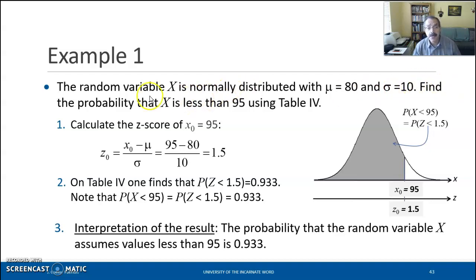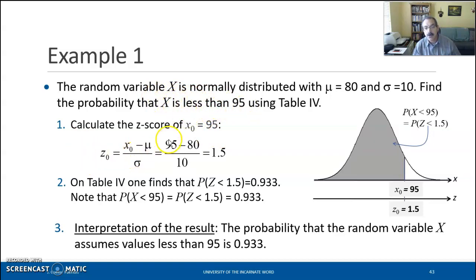In this particular case, we want to find the probability that the random variable is less than 95, and we are going to use table 4. Now remember, table 4 is giving us the probabilities from the standard normal distribution. That means we need z values to find the corresponding probabilities. So the first step in this type of problems is to transform the x value, 95 in this case, into a z-score. And it's 95 because they're asking us to find the probability that x is less than 95.